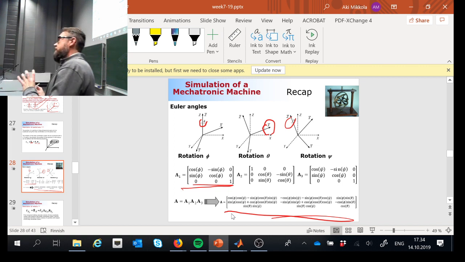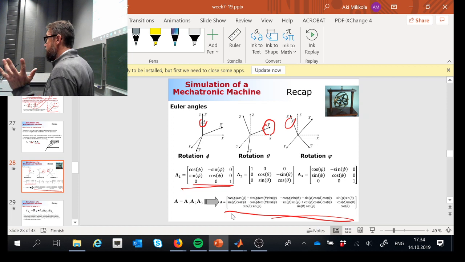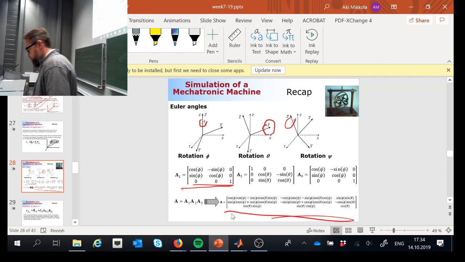It's based on successive rotations. The usual sequence that is used is 3-1-3, Z, X, Z. It could be other things as well, but that's the most often used sequence. Clear? Okay, so let's move on.